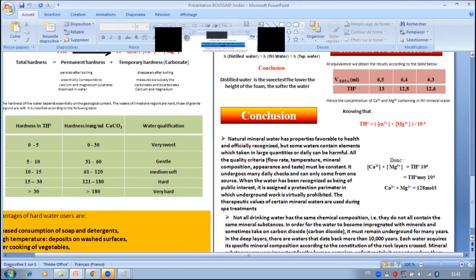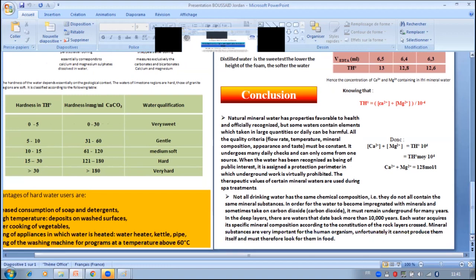When the water has been recognized as being of public interest, it is assigned a protection perimeter in which underground work is virtually prohibited. The therapeutic values of certain mineral waters are used during spa treatment.